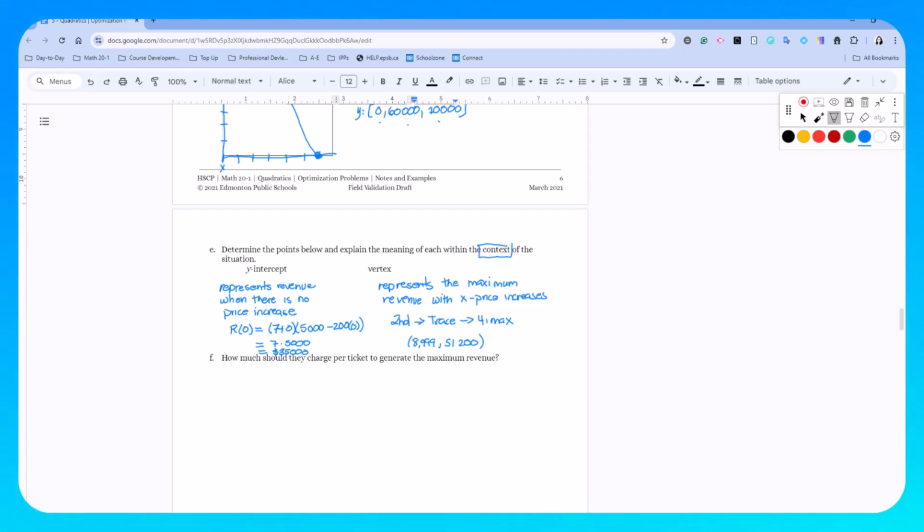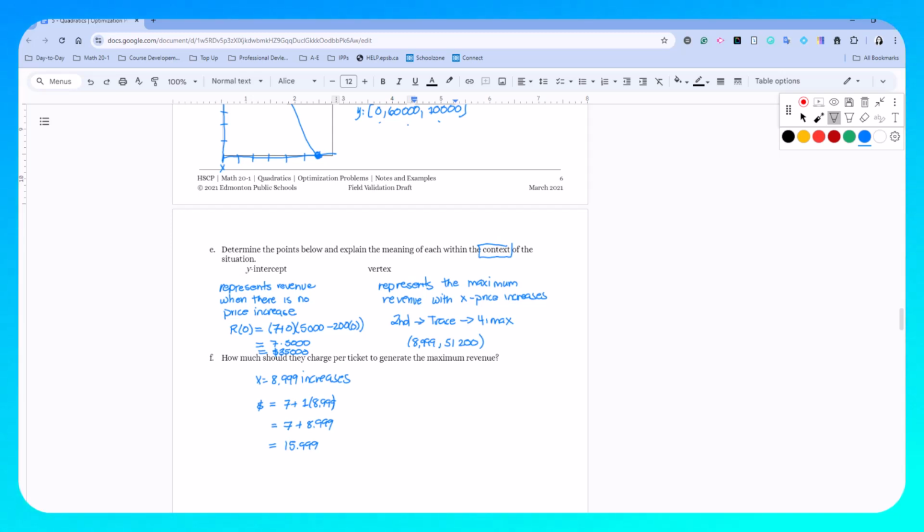Well, they should charge $9 per ticket. Or sorry, not $9. They should have X equals 8.999 increases, which means that the cost per ticket, which is, let's say, price per ticket equals 7 plus 1 times the number of increases, and that's 8.99999. So that's 7 plus 8.99999, which equals 15.99999.